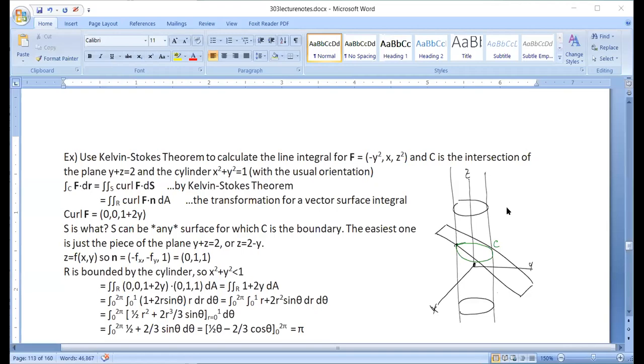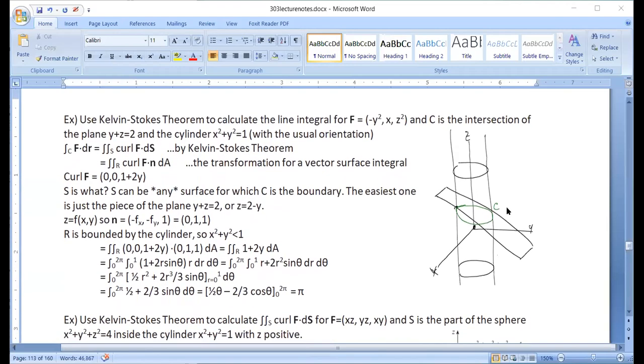All right, another example. Use the Kelvin-Stokes theorem to calculate this surface integral, the double integral over the surface of curl of f dot dS, where here's our vector field, xz, yz, xy, and the surface S is the part of the sphere x squared plus y squared plus z squared equals 4, inside the cylinder x squared plus y squared equals 1 with z positive.